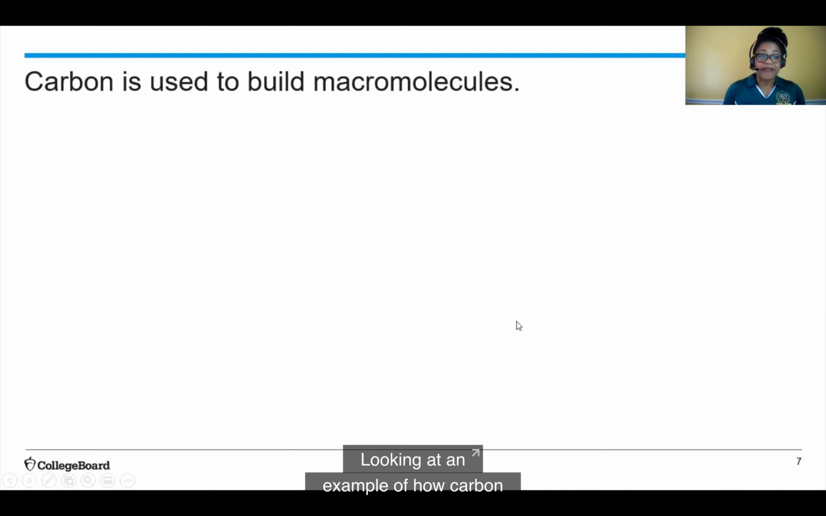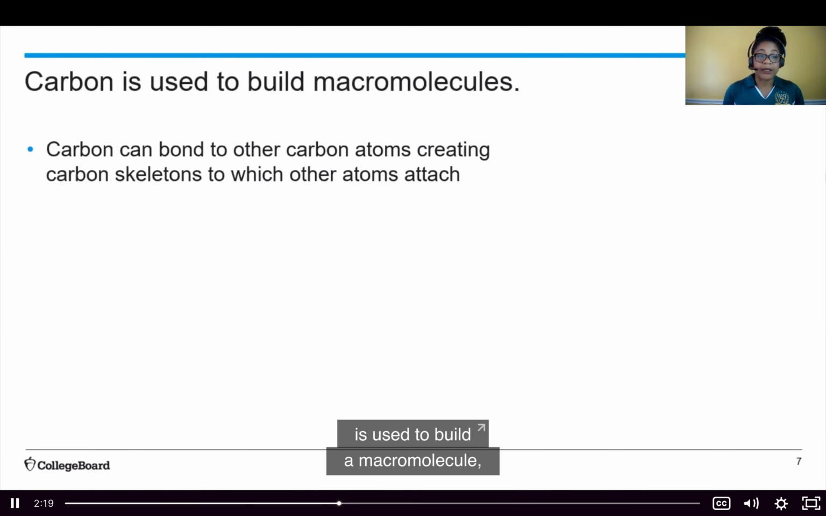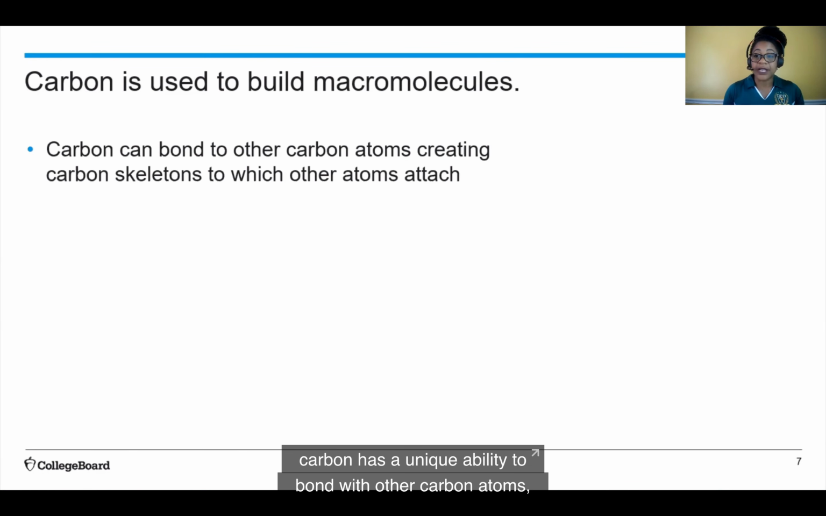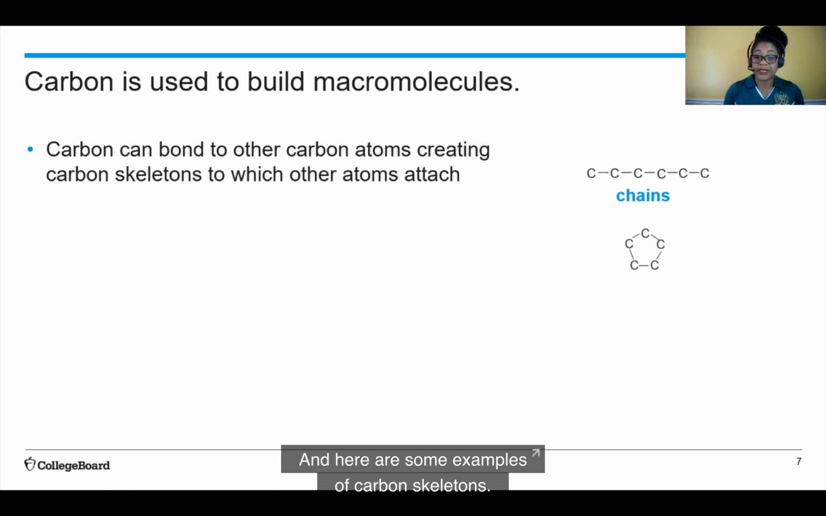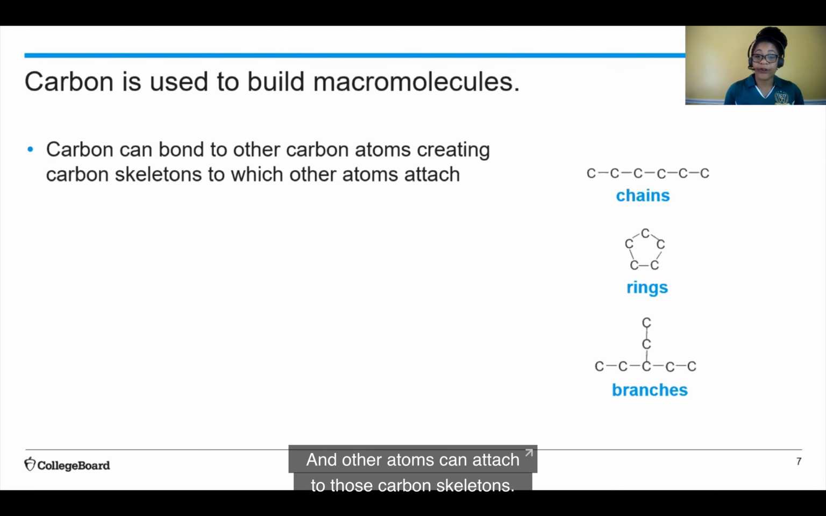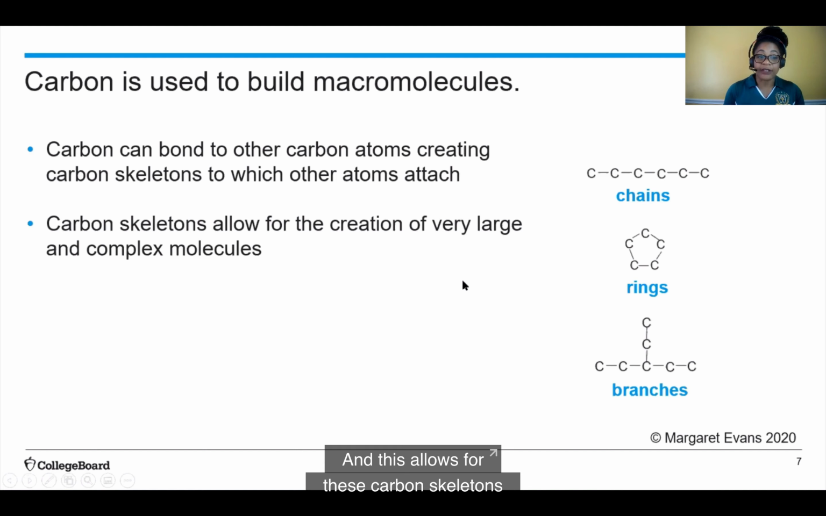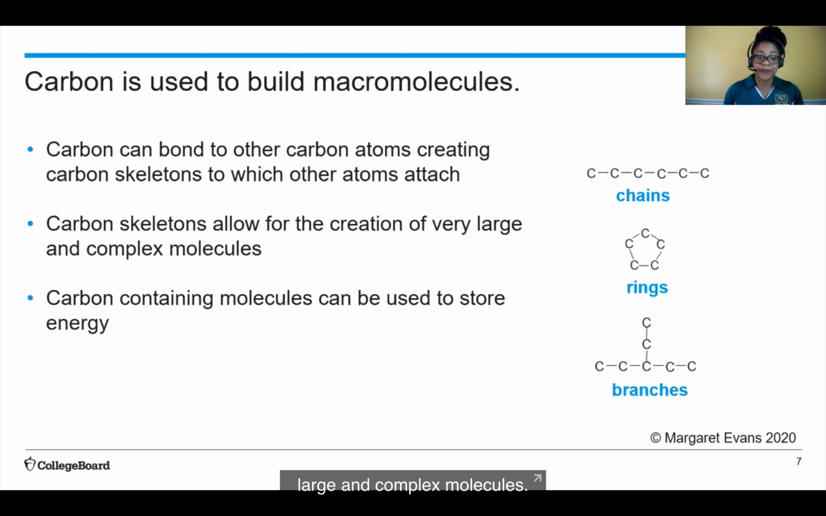Looking at an example of how carbon is used to build a macromolecule, carbon has a unique ability to bond with other carbon atoms, creating what are called carbon skeletons. Here are some examples. We have carbons connected to each other to form chains, rings, and branches, and other atoms can attach to those carbon skeletons. This gives cells the opportunity to build very large and complex molecules.